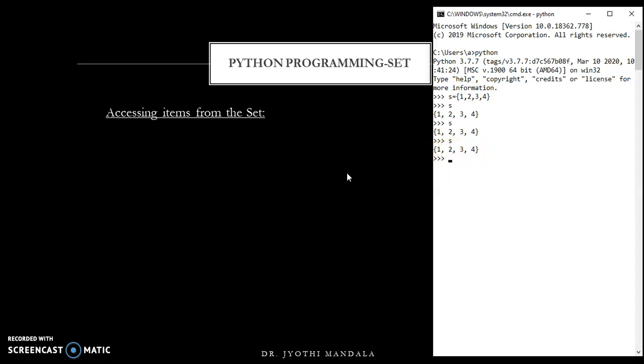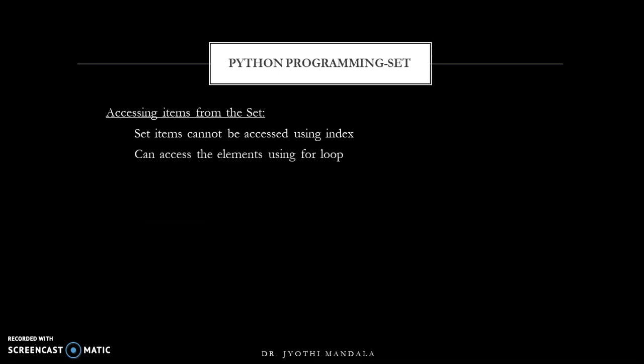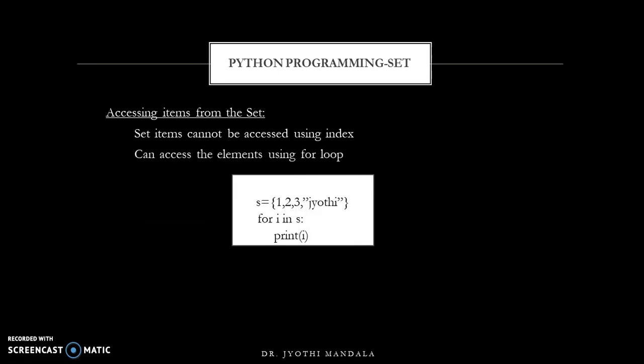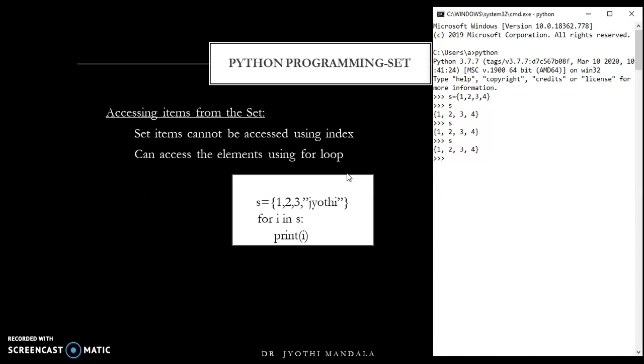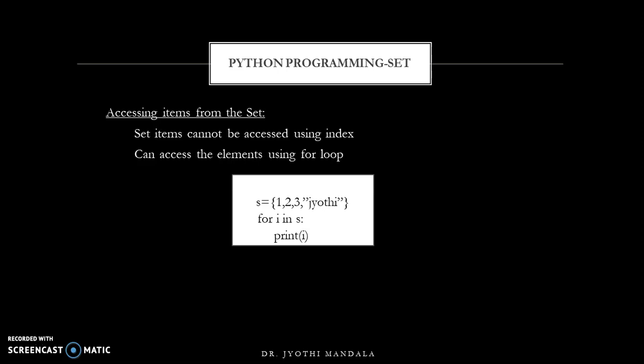But how can we access the elements? To do that, we have an approach. As items can't be accessed through the index, we can access the elements using a for loop. You all know the syntax of the for loop. Use that for loop to display all the values. We have already created a set S, so I can use for i in S, and I am writing print i. So all the values will be printed. So this is how the values can be accessed from the set.